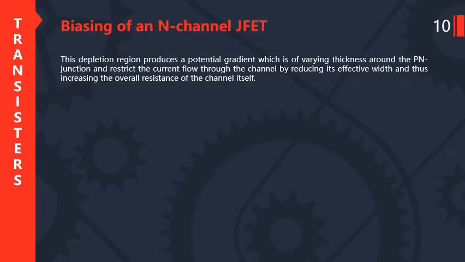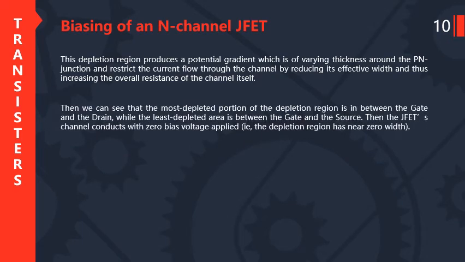The depletion region produces a potential gradient which is of varying thickness around the PN junction and restricts the current flow through the channel by reducing its effective width, and thus increasing the overall resistance of the channel itself. Then we can see that the most depleted portion of the depletion region is in between the gate and the drain, while the least depleted area is between the gate and the source.